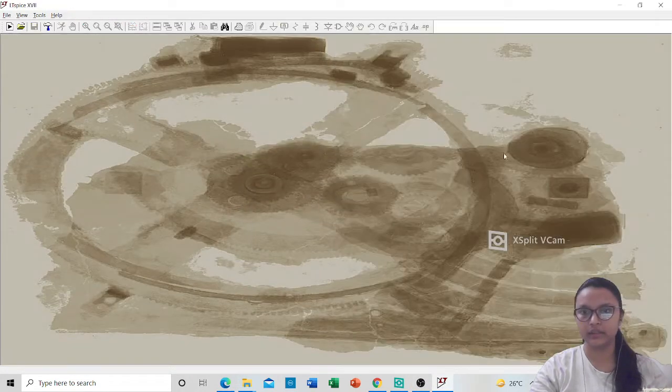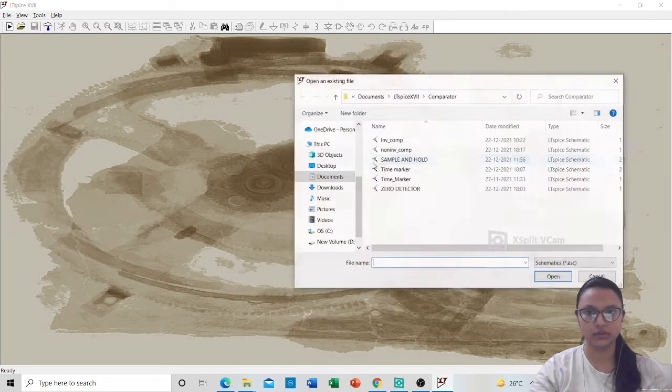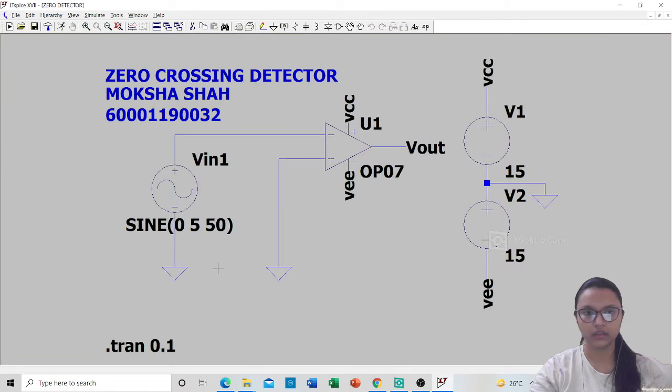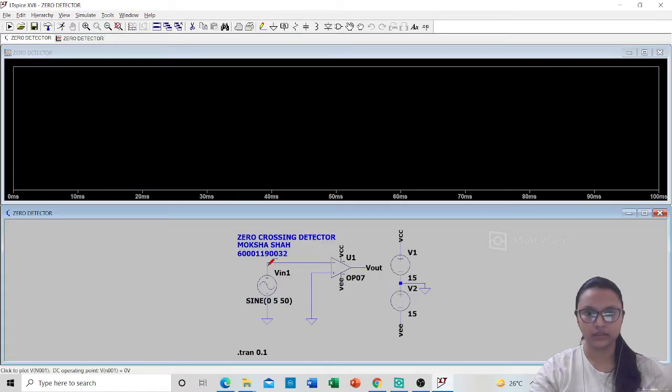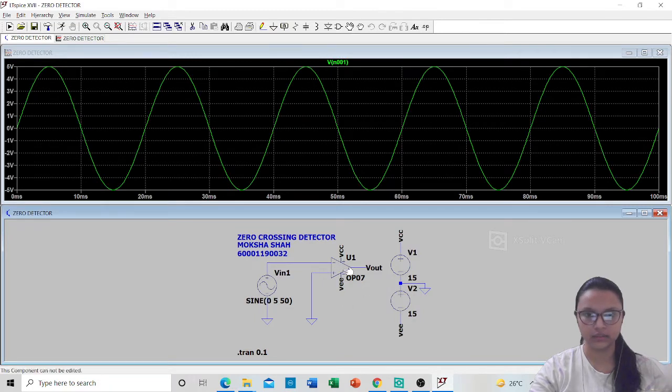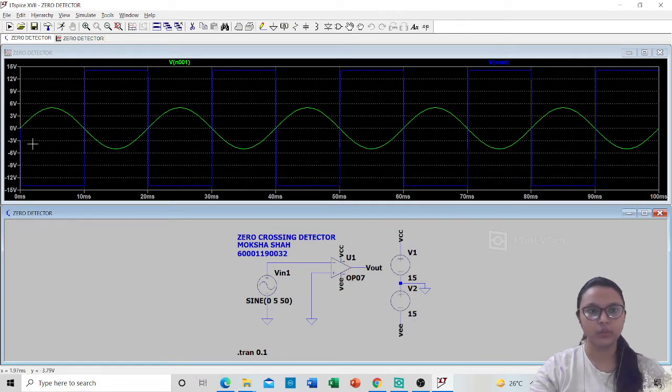I have already built the circuit for the zero crossing also. So for the zero crossing detector, I'll just run. Yeah, so this is the input, this is the output. Whenever the positive cycle is crossing zero and going to negative, since it is an inverting, you will get a positive Vsat, and at the positive cycle you will get a negative Vsat for the zero crossing detector.